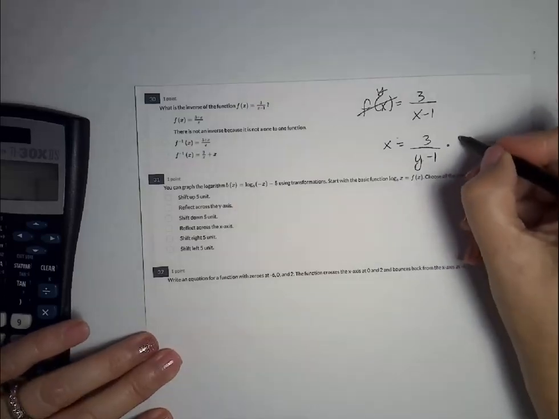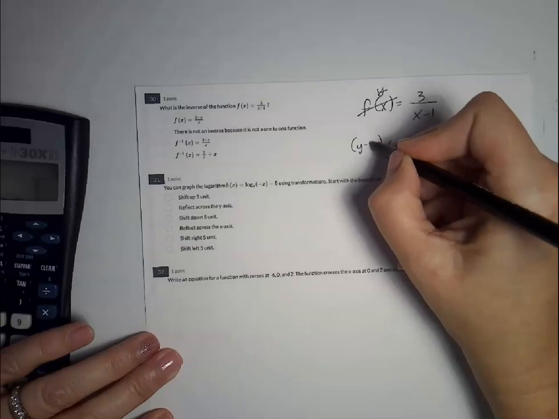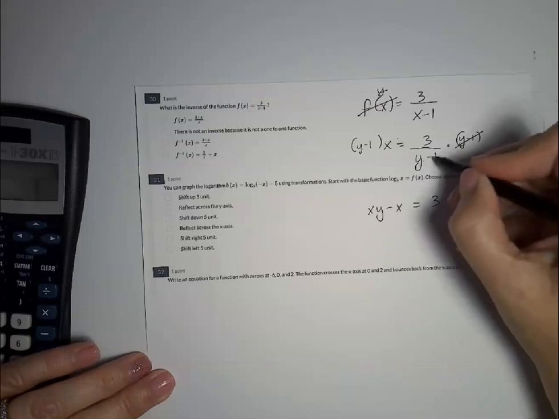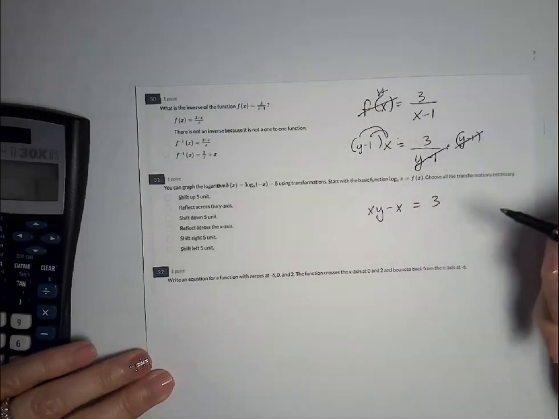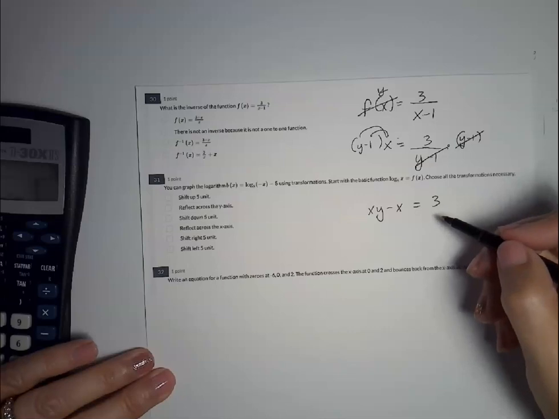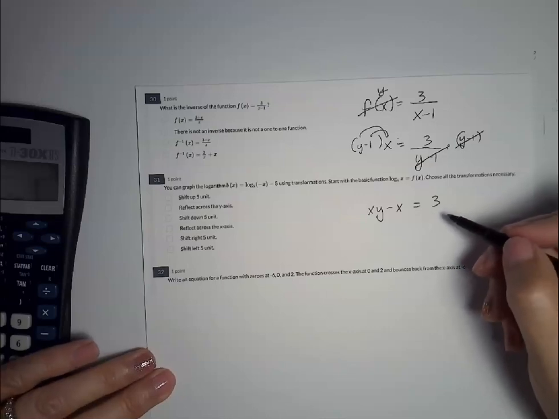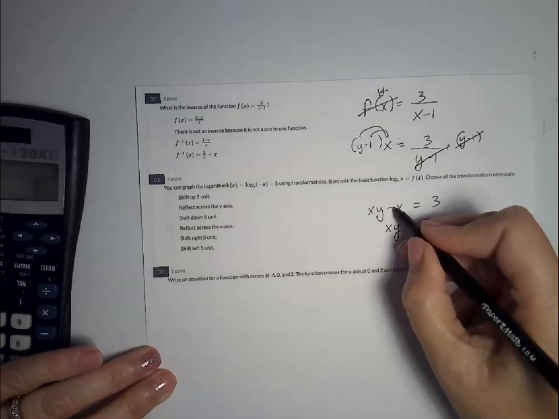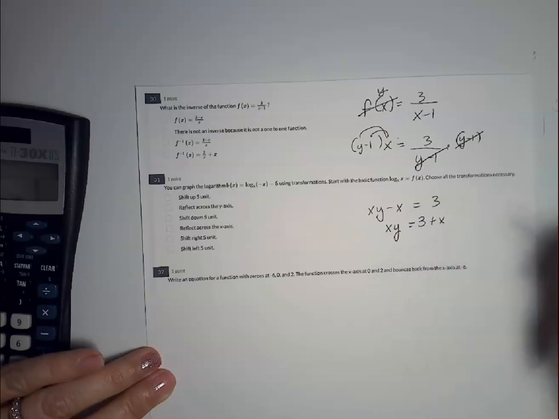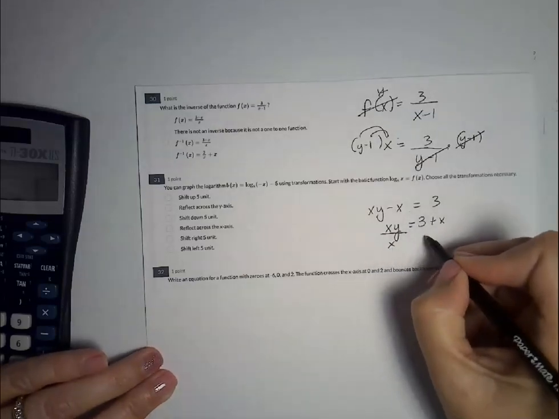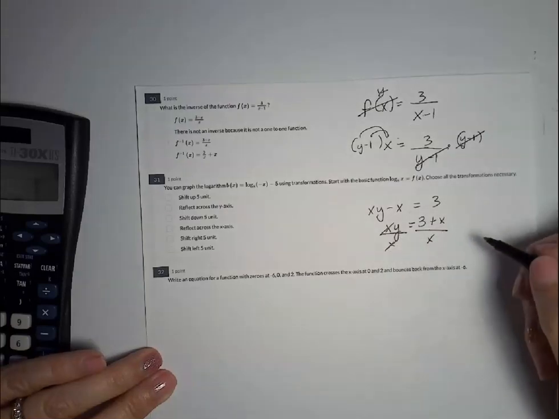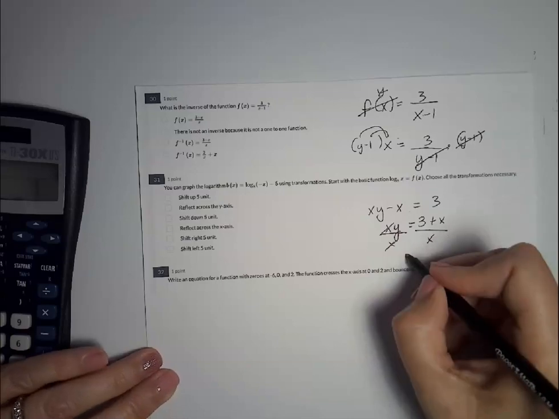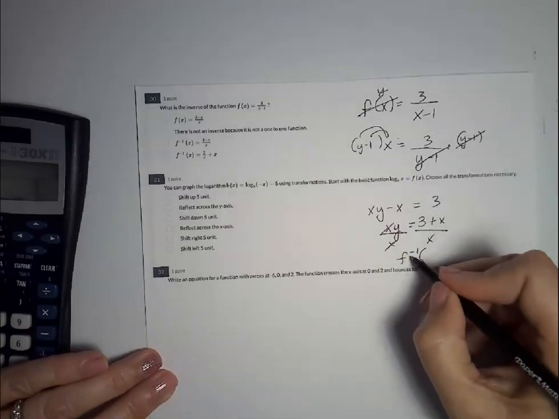To solve for y, I'm going to multiply both sides by y minus 1. And I'll get xy minus x is equal to 3. I just distributed that x to both terms. Now I want to get the y by itself. So I'm going to add x to both sides, and then divide the left by x. And I'll get y is equal to 3 plus x over x. And then my last step is just remember, if you want, that this y really is the inverse of x.